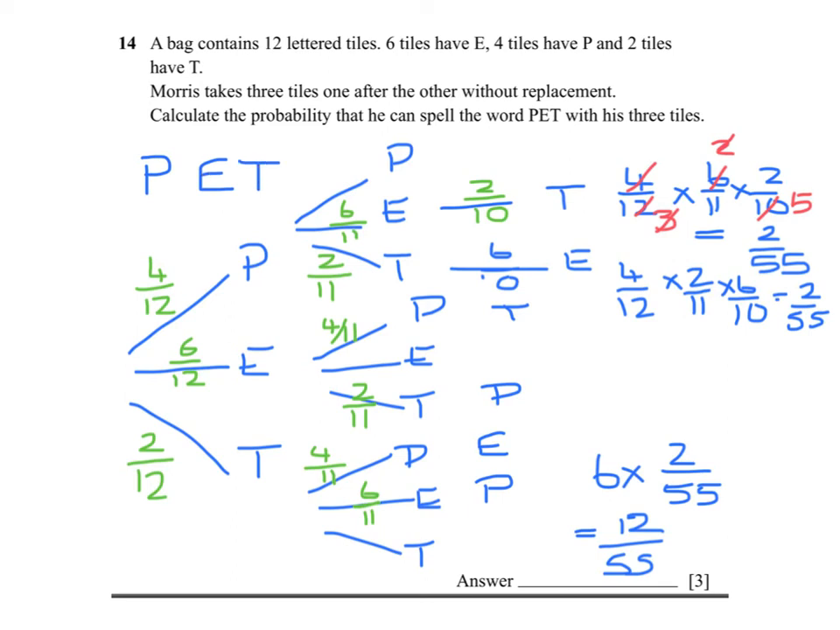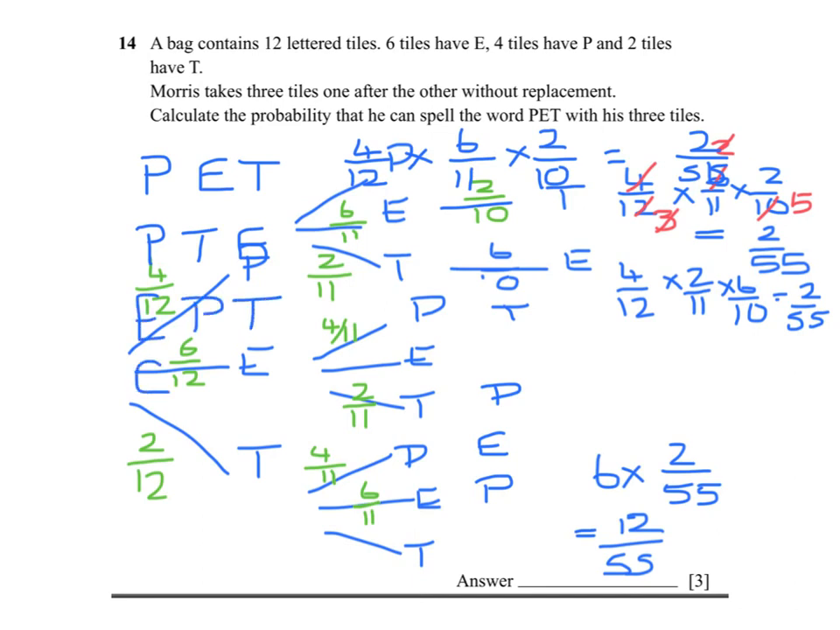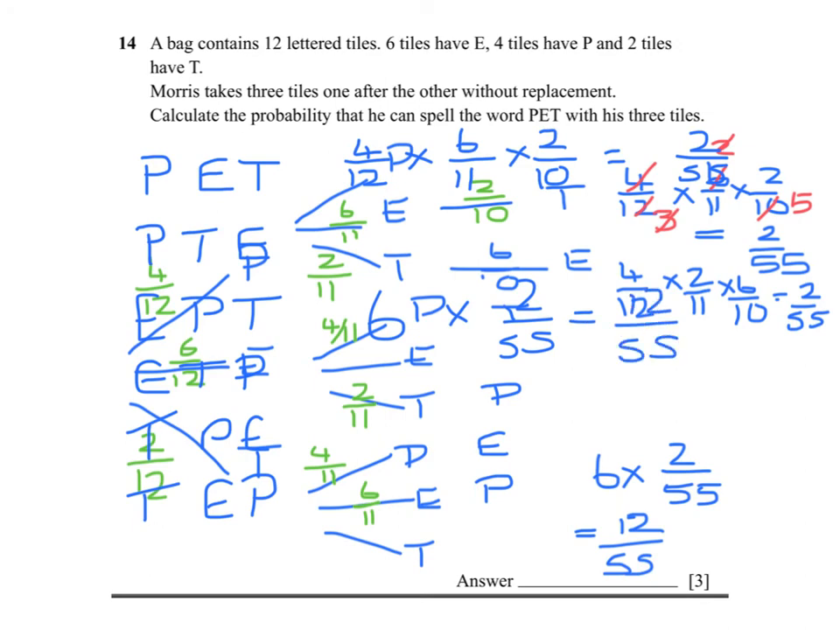An alternative method would have been at the start to consider P, E, and T. Probability of getting a P in the first try, 4/12. In the second try, getting an E, I have 11 tiles left because I've removed 1, 6. And in the third try, the 2 out of 10. And using the same manipulation, I'm going to get 2 out of 55. Could have picked a P, then a T, then an E. E could have gone first, followed by P and T. E, T, P. T, P, E, or T, E, P. So I have 6 times 2 out of 55, which is going to get me 12 out of 55.